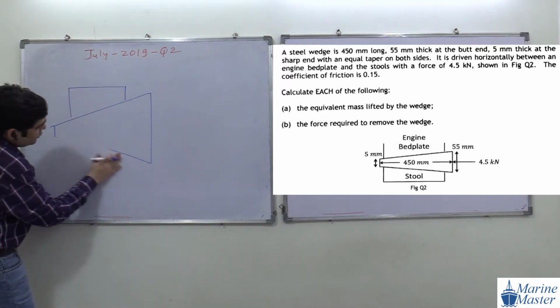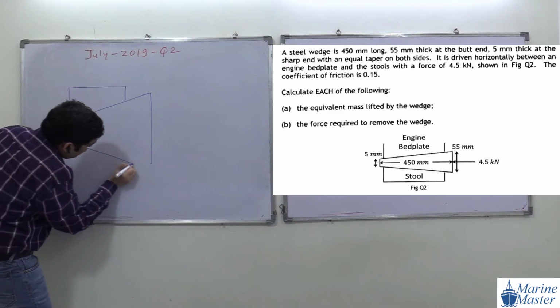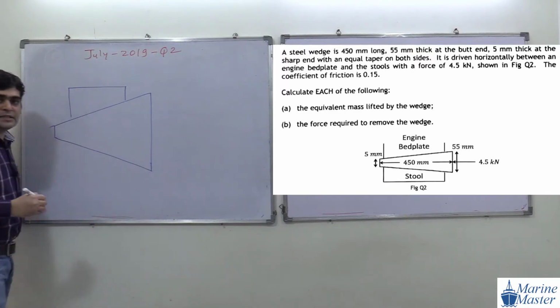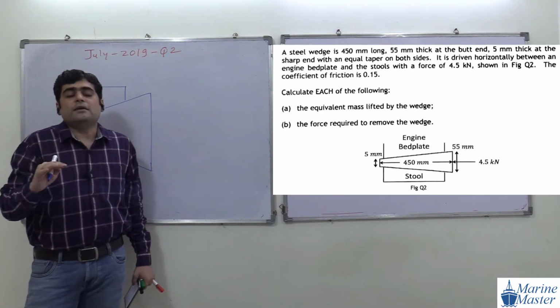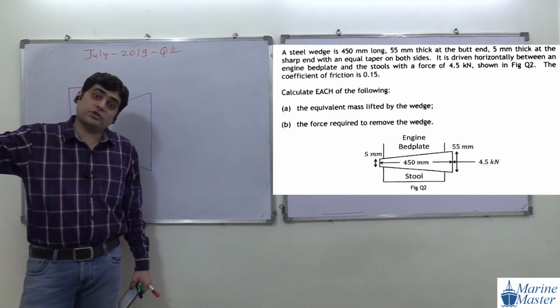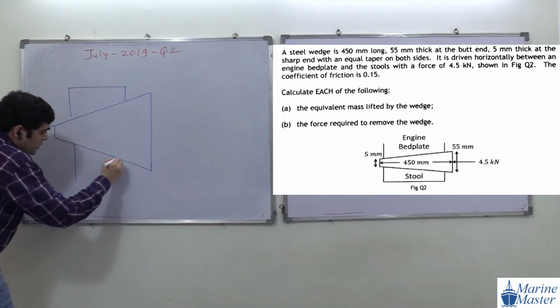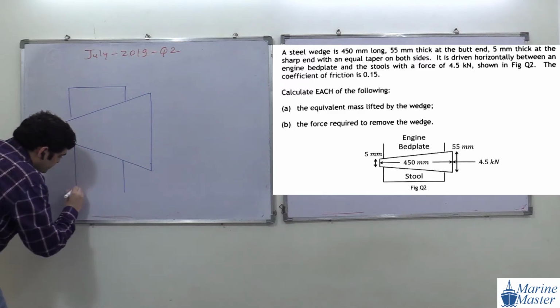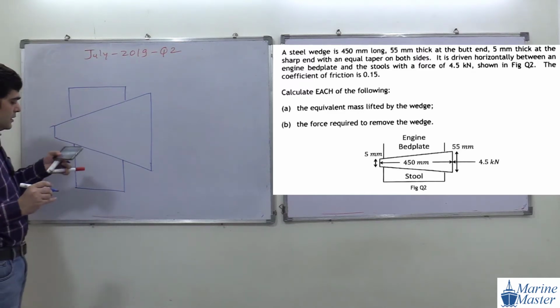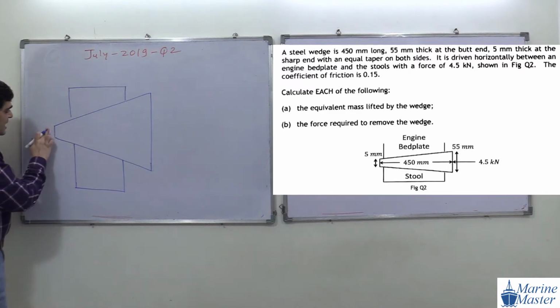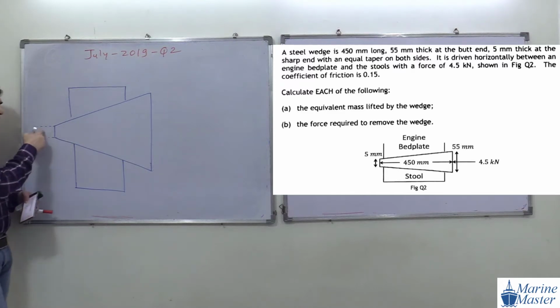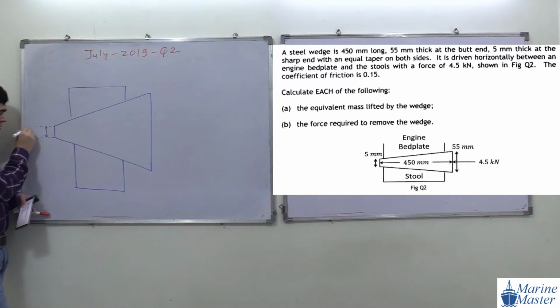Try to see the drawing here carefully, everyone. Always try to draw bigger drawings. In mechanics, the most important thing, most important, is the drawing. So this is a stool. See the point here. How much is this dimension they have given us? This much is 5 mm. This is the sharp end.